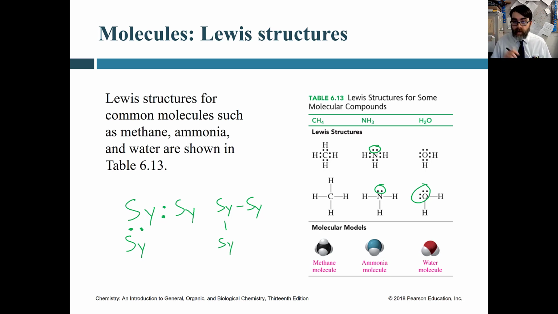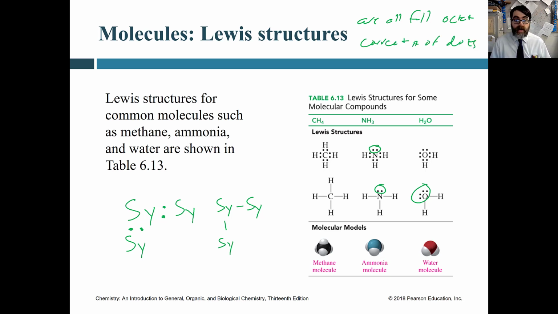And 2 ways to check your answer. 1, are all full? That is, do all of them have a full octet? Of course, hydrogen only needing 2. And 2, do you have the correct number of dots?